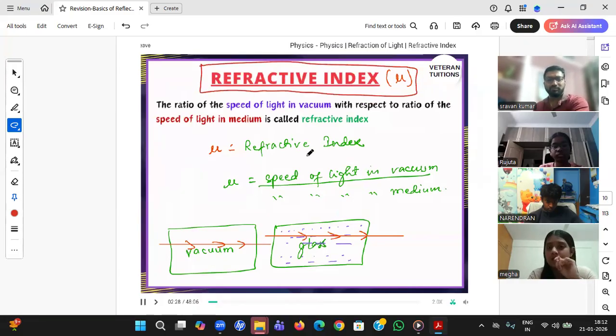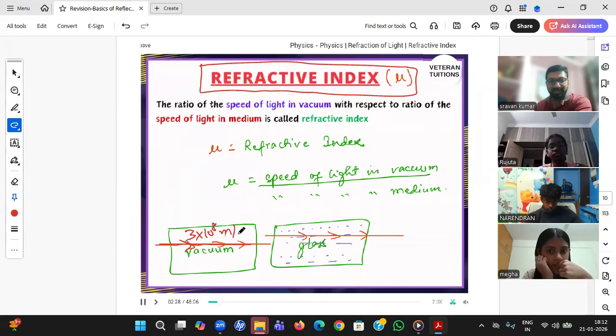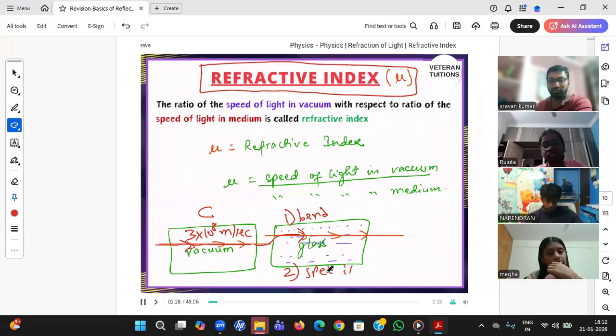Refractive index. How is it derived, student? If light is coming from vacuum, you all know light travels with a speed of 3 into 10 power 8 meter per second, which is nothing but c. Should not forget, in vacuum there are no atoms, no particles, no dust particles, so it will directly move with the same speed. But when the light enters the glass, two things are happening. First thing, bending. Second thing, speed is reduced.